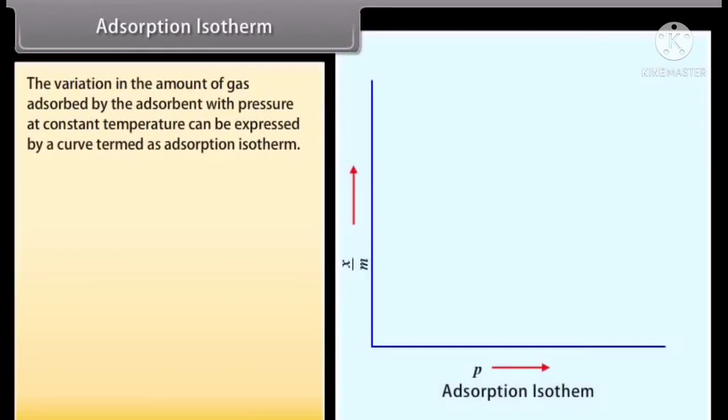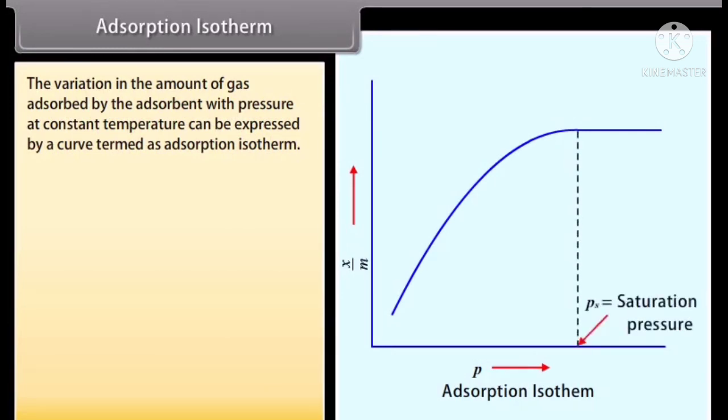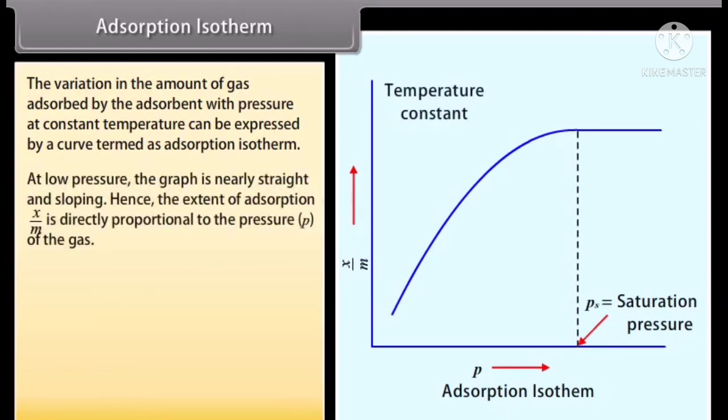Adsorption isotherm. The variation in the amount of gas adsorbed by the adsorbent with pressure at constant temperature can be expressed by a curve termed as adsorption isotherm. At low pressure, the graph is nearly straight and sloping. Hence, the extent of adsorption x/m is directly proportional to the pressure of the gas. This can be expressed as x/m ∝ p^1.